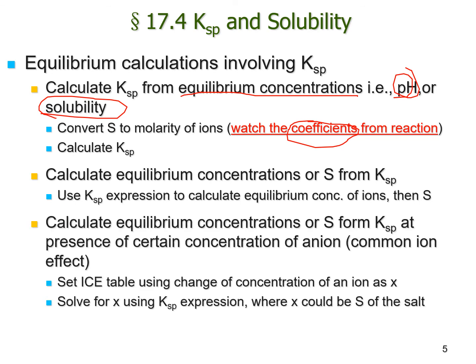The third type of calculation problem is about the common ion effect. This is the only type of math problem for Ksp where we're going to see the ICE table set up. Why? Because, say, we have equilibrium concentration, right? And a certain concentration of anion.